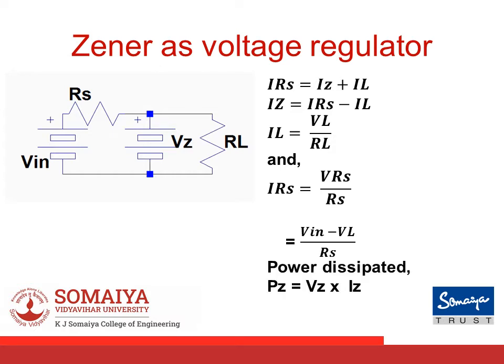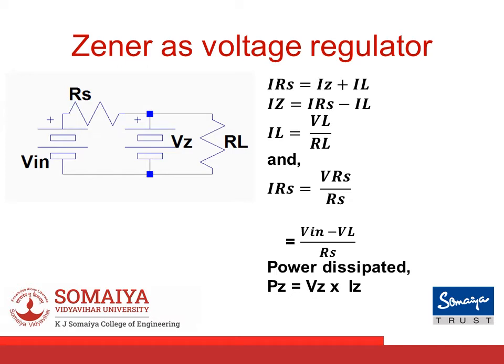The load resistance current can be found if you know the voltage drop across the load resistance. You can simply divide the voltage drop across the load resistance by RL using Ohm's law. You can also find the current flowing through RS in a similar fashion using Ohm's law. VRS can be found if you know Vin and the voltage drop across the load, because RS is connected between the load and the input. So IRS can also be written as Vin minus VL upon RS.